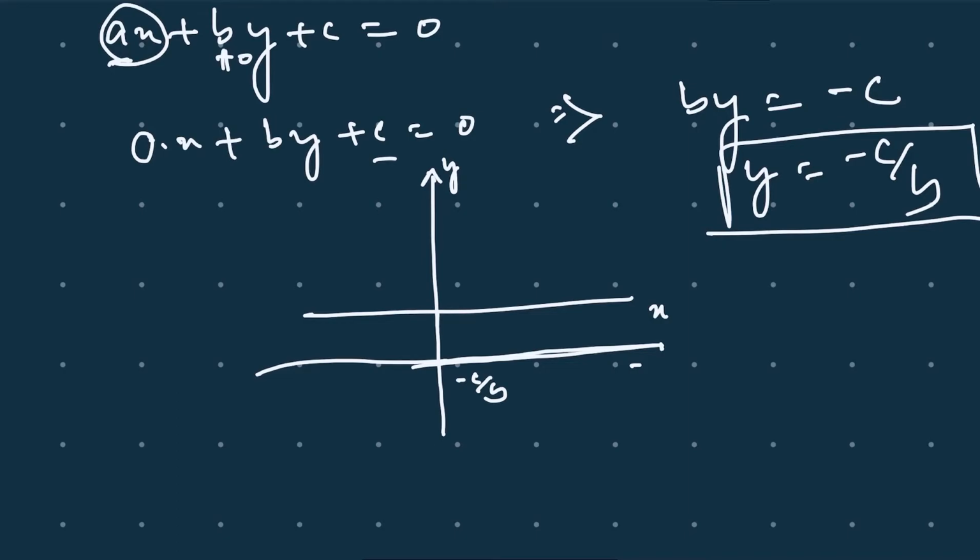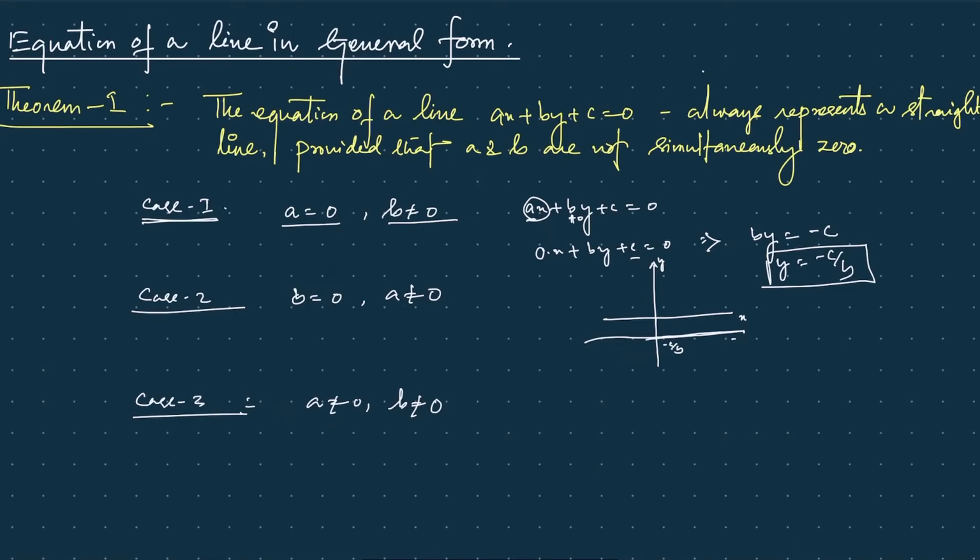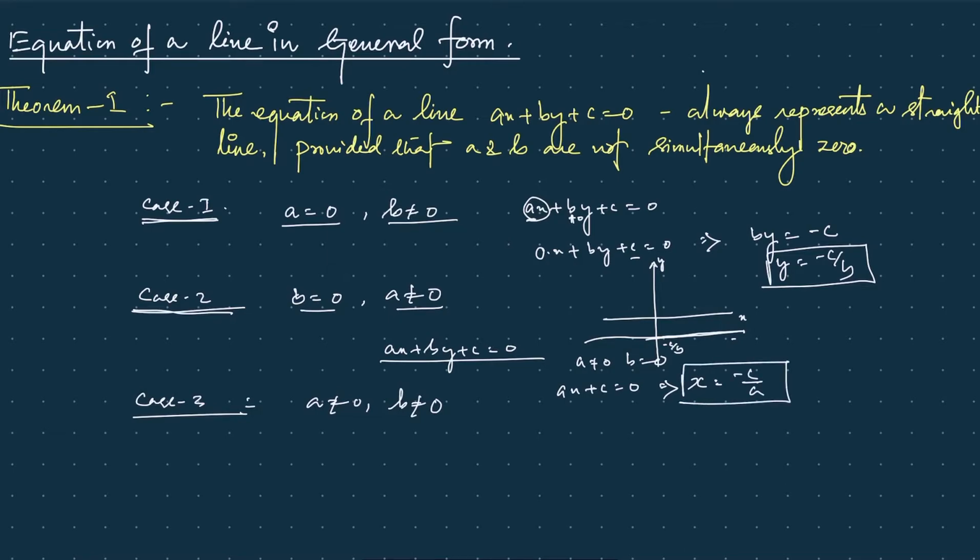Similarly, we can discuss case 2. In case 2, if b is equal to 0 and a is not equal to 0, then ax plus by plus c equal to 0. What is the meaning? a is not equal to 0 but b is equal to 0. It means ax plus c will be 0, that means x will be minus c by a. So x equal to minus c by a means, suppose this is the rectangular coordinate plane, here it is. So this will be parallel to the y-axis.